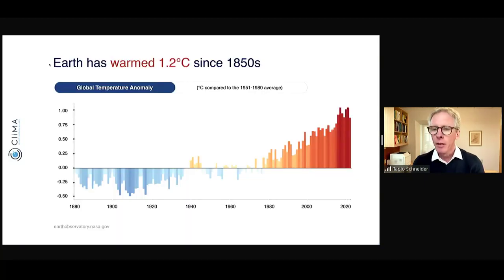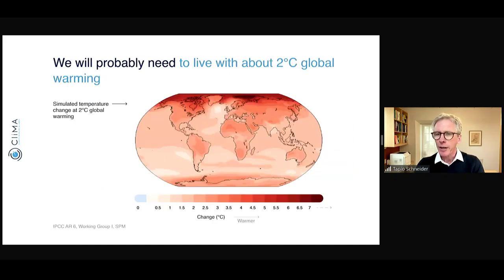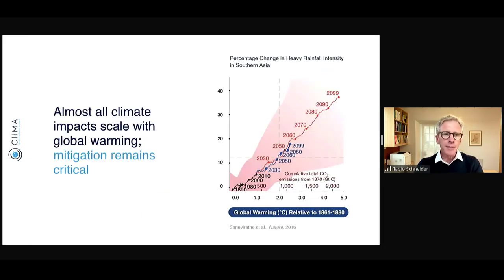As you know, Earth has warmed 1.2 degrees since the Industrial Revolution, and climate is continuing to warm. We will most likely have to live in a world at least about 2 degrees warmer in the coming decades. Because almost all climate impacts that you look at scale with the global mean temperature change, global mean temperature change is actually a useful metric to ask questions about climate change.